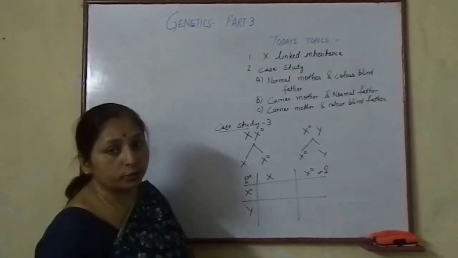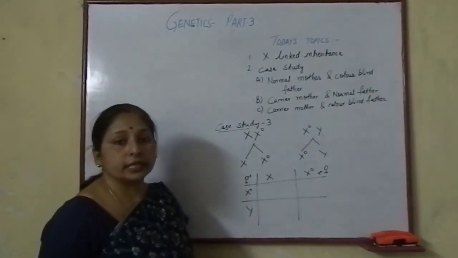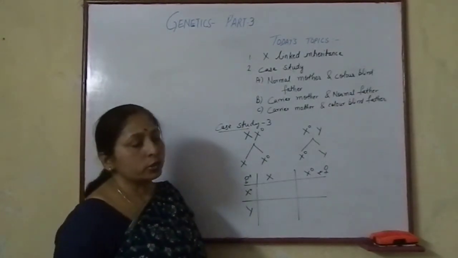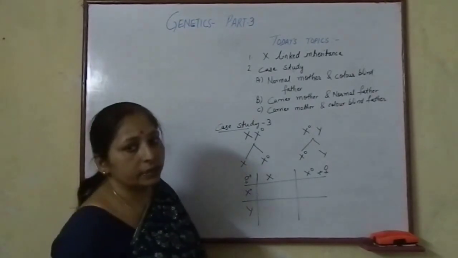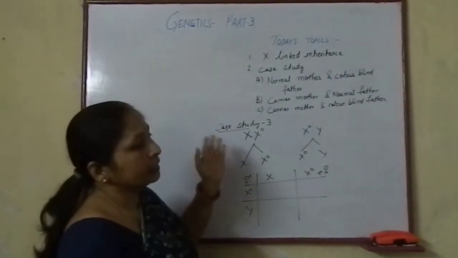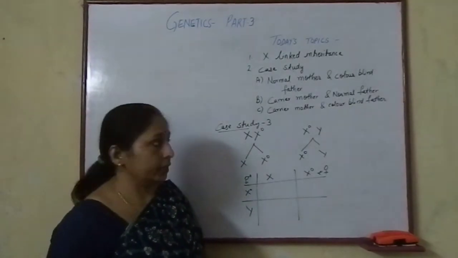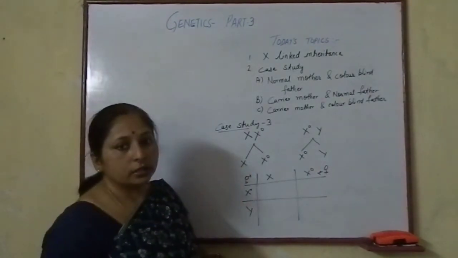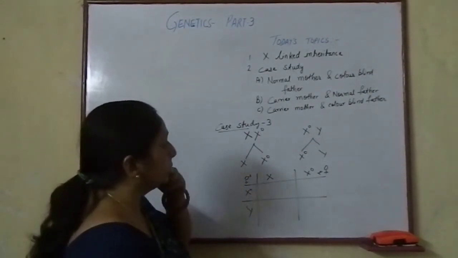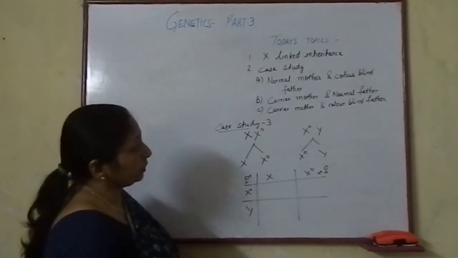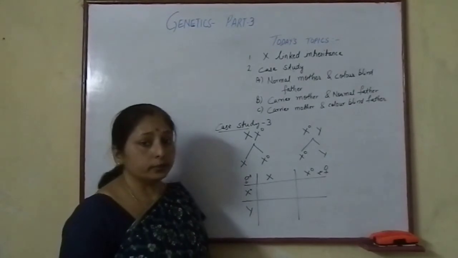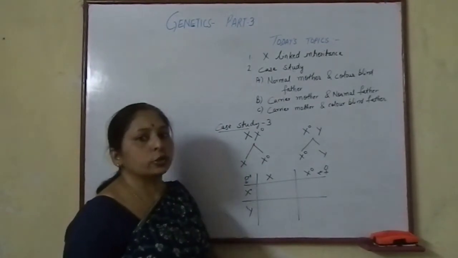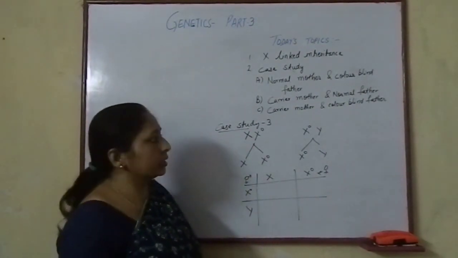So let's revise the topics that we have discussed today. First was X-linked inheritance. Some diseases like hemophilia and color blindness are carried over by X chromosomes, that is, the defective genes are present on the X chromosome, so the inheritance is termed X-linked inheritance. In the case study of a normal mother and colorblind father, we made a Punnett square with 2 females and 2 males. Since males have a single X chromosome, if that single X chromosome is defective, then the male is colorblind.